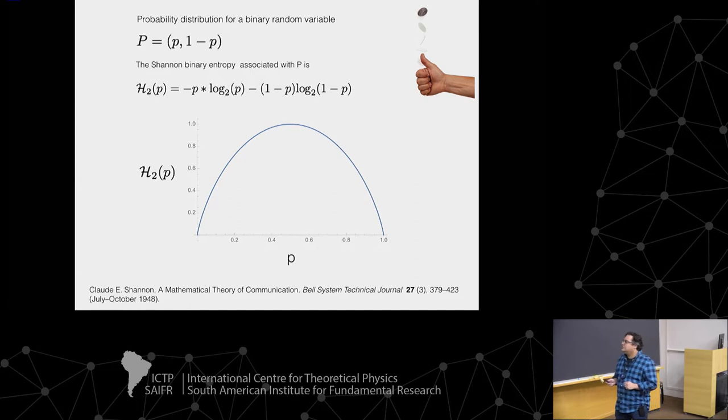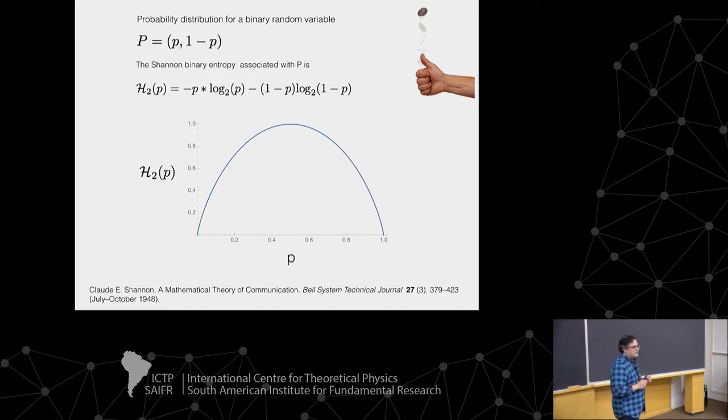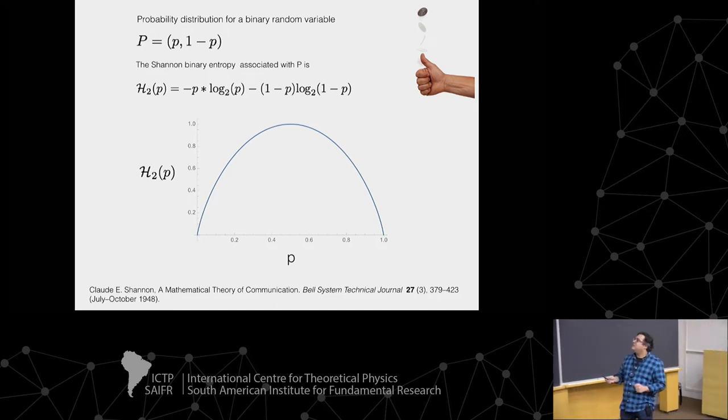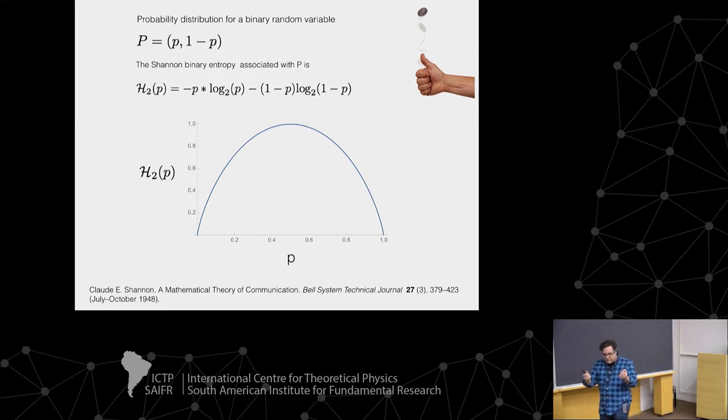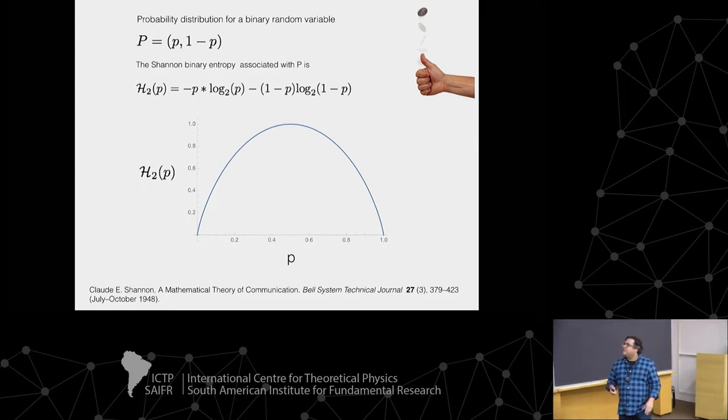If the coin is not a fair coin, let us say that we have 100% chance to get heads, the information that we get observing the coin is zero because there is nothing to observe. My probability distribution is just flat. I have just one possible value, right? So Shannon entropy is about the amount of information in a given distribution. When we take the logarithm in base 2, we are measuring this in bits. So the bit is the unit of information.